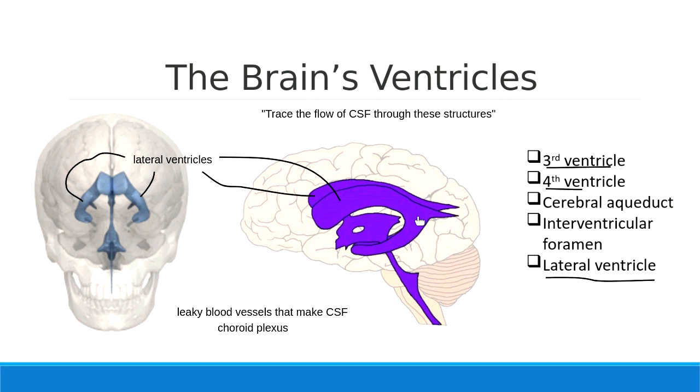The way that I drain fluid from the lateral ventricles into my third ventricle here in the middle, what's the name of the tube that I send fluid from the lateral ventricles into the third ventricle? Which of these two tubes transports it for me?